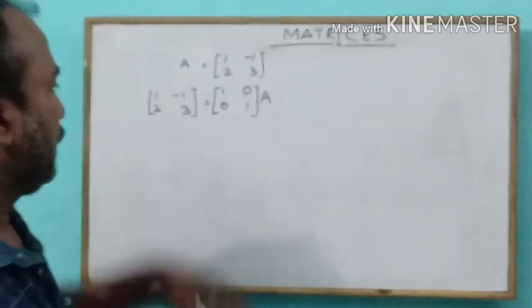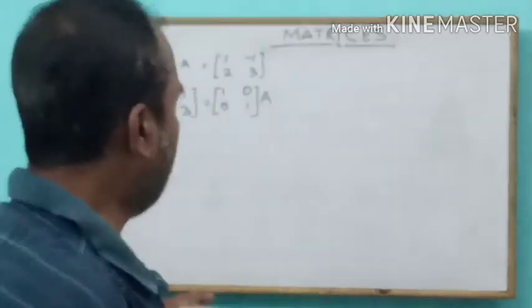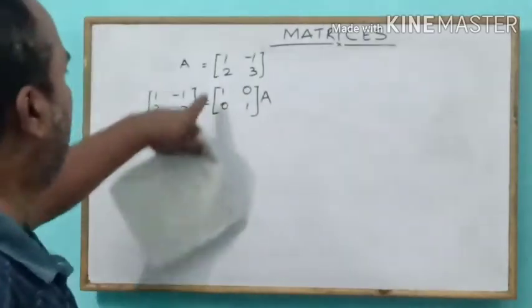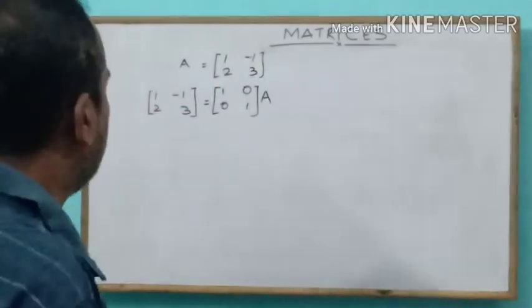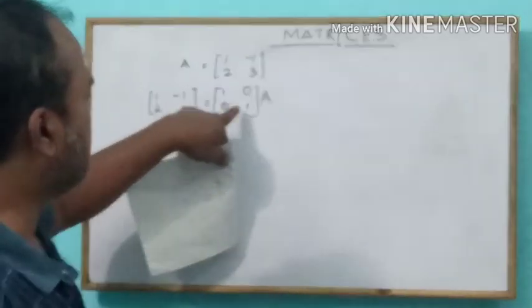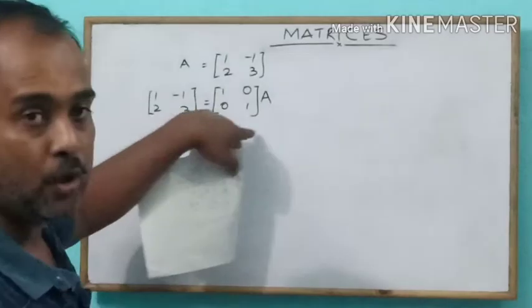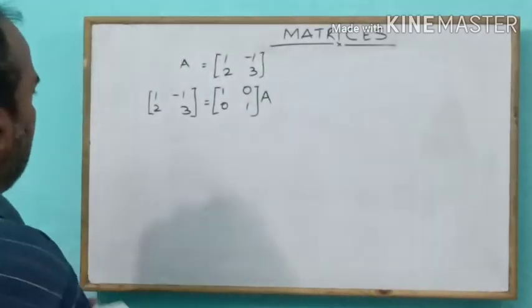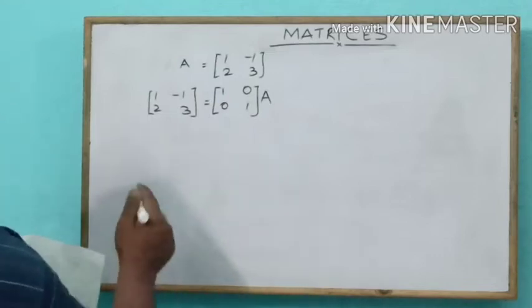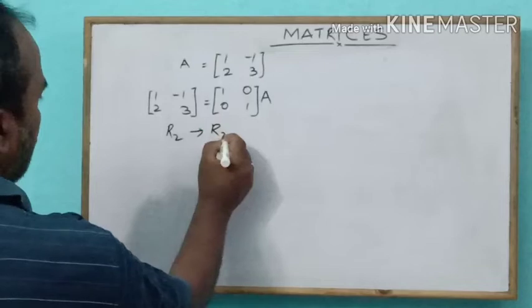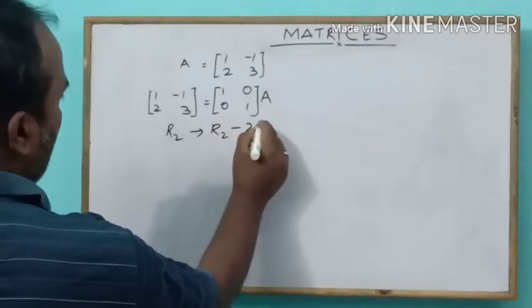In this example we shall try to apply the row operations to calculate the inverse. The matrix is given: 1 minus 1, 2 3. So the same procedure, the matrix can be written as the identity matrix of the same order into A. Now if I apply the operation R2 as R2 minus 2 R1.